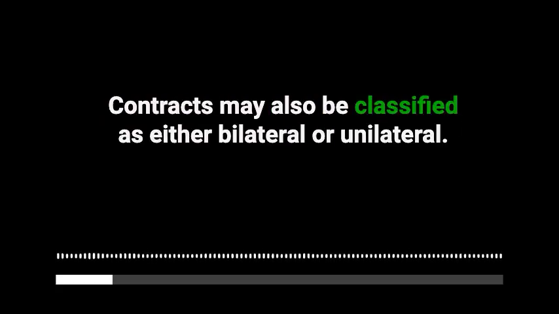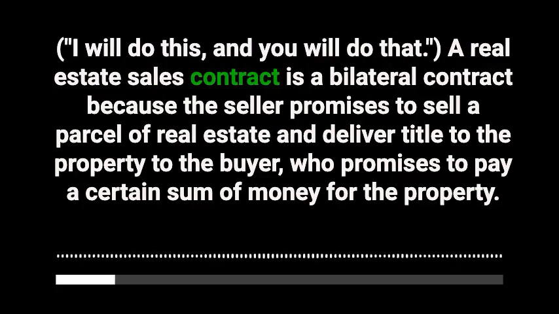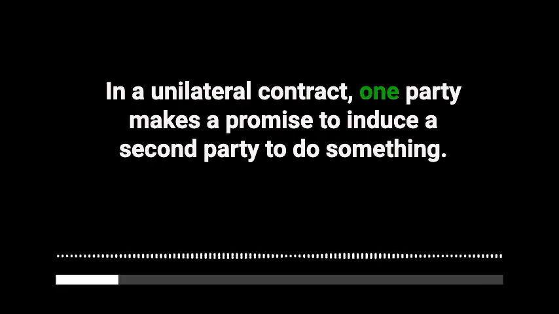Bilateral and unilateral contracts. Contracts may also be classified as either bilateral or unilateral. In a bilateral contract, both parties promise to do or refrain from doing something. One promise is exchanged for another. A real estate sales contract is a bilateral contract because the seller promises to sell a parcel of real estate and deliver title to the property to the buyer, who promises to pay a certain sum of money for the property. Most real estate-related contracts are bilateral in nature. In a unilateral contract, one party makes a promise to induce a second party to do something.